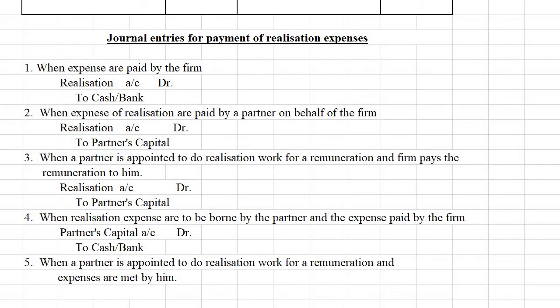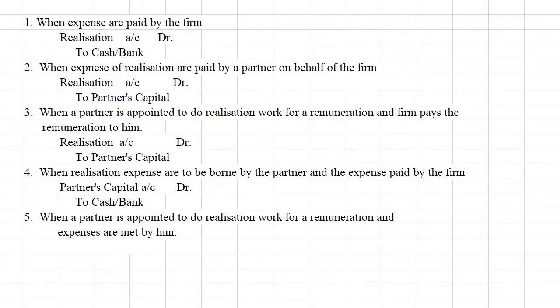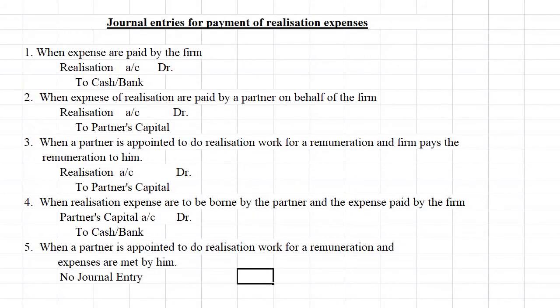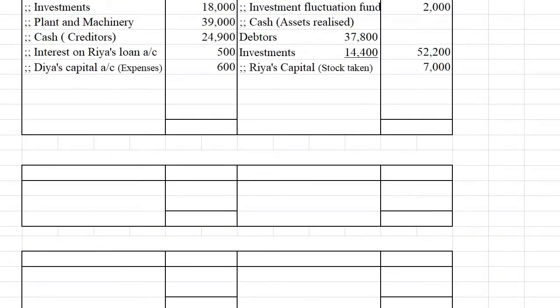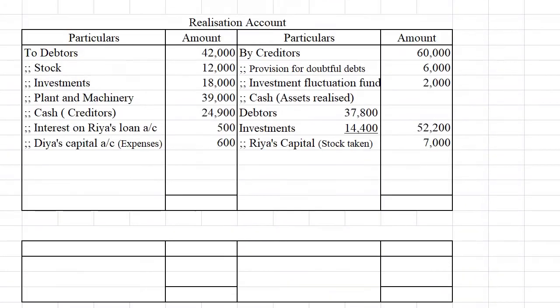In that case, what is the journal entry? Actually, that expense is paid by that partner out of his pocket. So that is not related to business. Whatever is his personal expense he met. So there is no need of passing a journal entry. Okay. So these are the different cases on payment of realization expenses. You have to go through all these journal entries once again and make it clear. Then we can come back to the realization account.